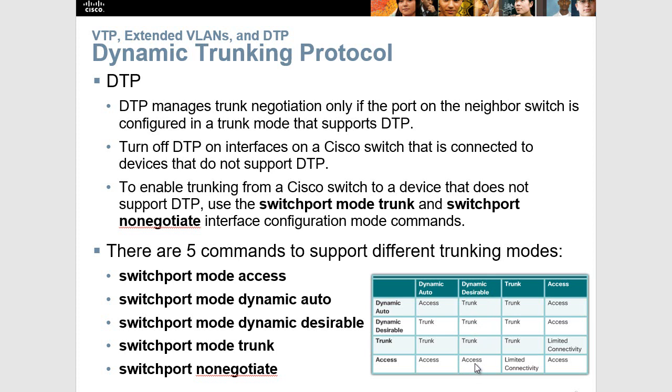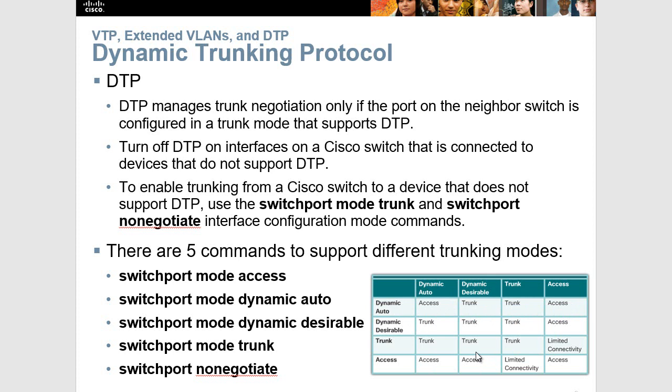So that's what dynamic desirable wants. It wants to form a trunk, and that is not the default. The default is dynamic auto. So yeah, dynamic desirable will try to form a trunk. Dynamic auto is going to kind of just listen to what the other port wants to do. If they're both in auto, we get access. If it's dynamic auto and access, you get access. Other two are trunks. You can just read the table there.